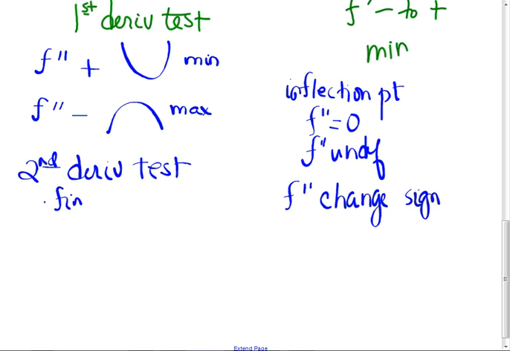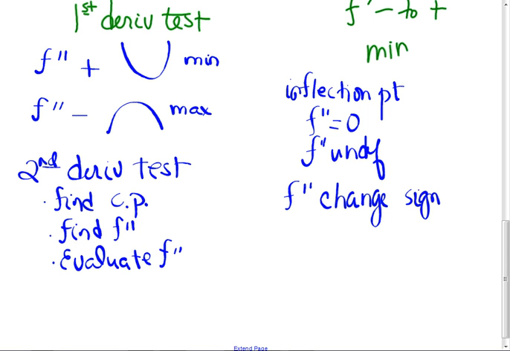First, you find your critical points, so you still have to do a first derivative. And then you find the second derivative, and you evaluate the second derivative at those critical points. f double prime at the critical points. If it's positive, you have a minimum. If the second derivative is negative, you have a maximum. But I draw the pictures every time.